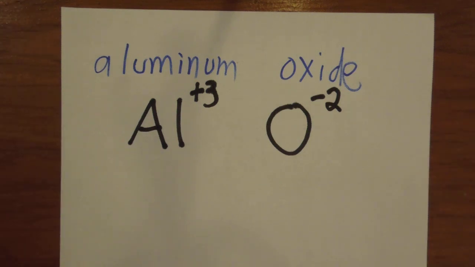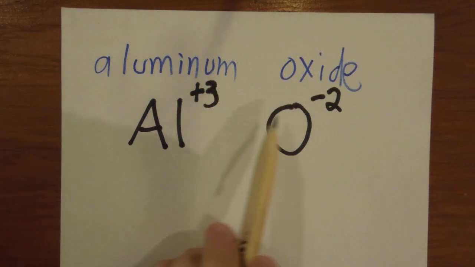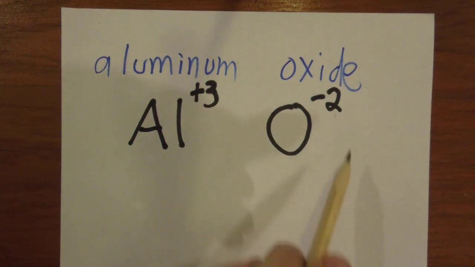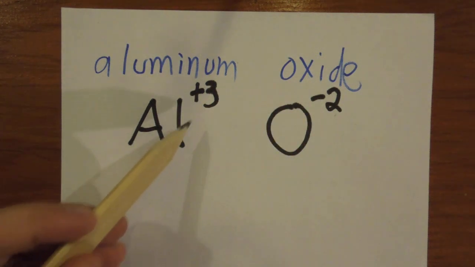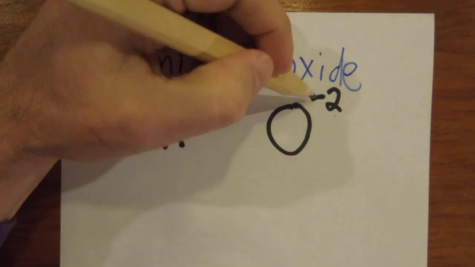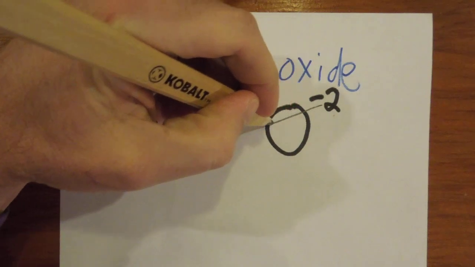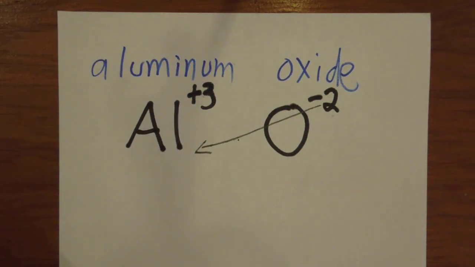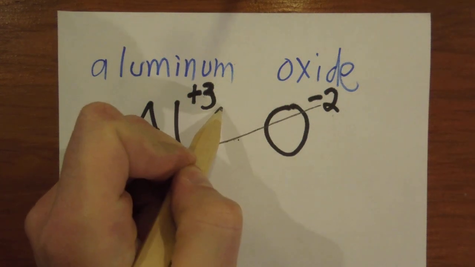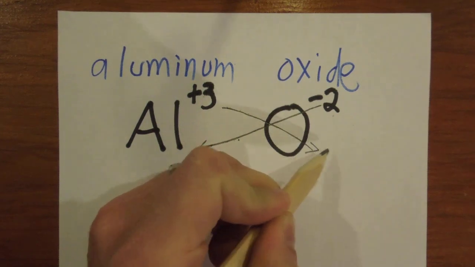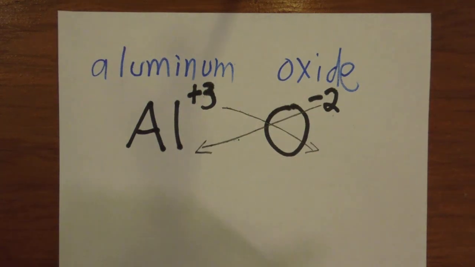The technique that you use at this point is what's called the crisscross method, because what you're going to do is take these two superscripts, these two charges, and crisscross them. You're going to move them diagonally down to become the subscript of the opposite element. So this 2 here will move down and land right there and become a subscript for aluminum. And this 3 will shoot its way down here, crisscrossing with the -2, and become the subscript for the oxygen.